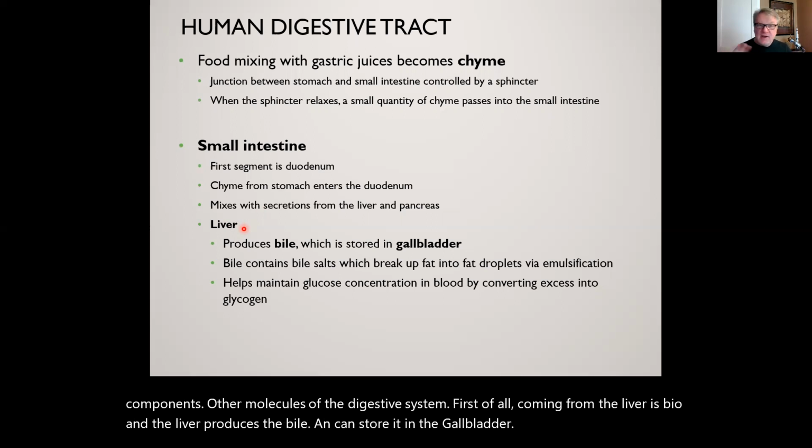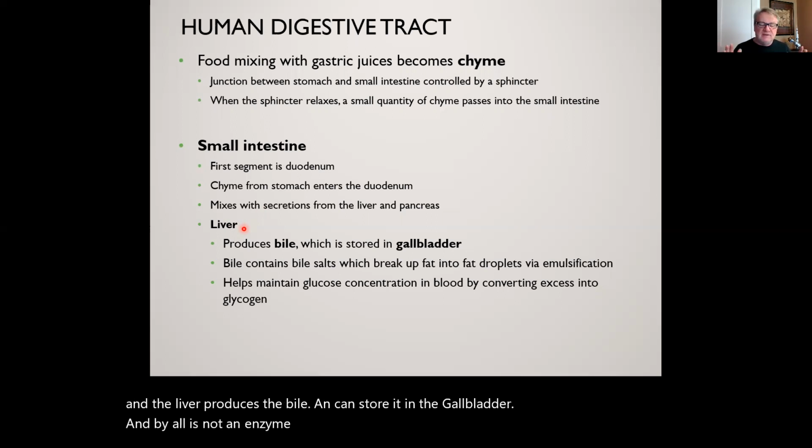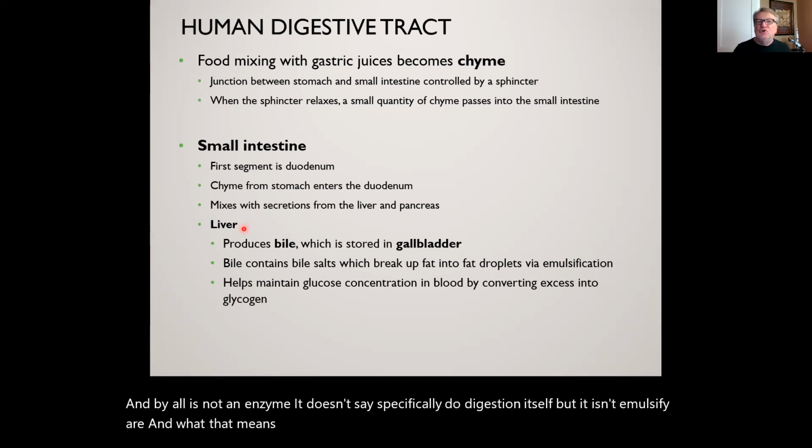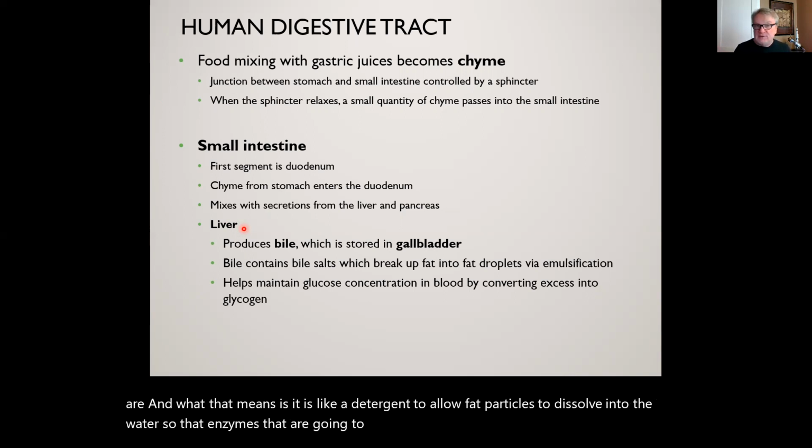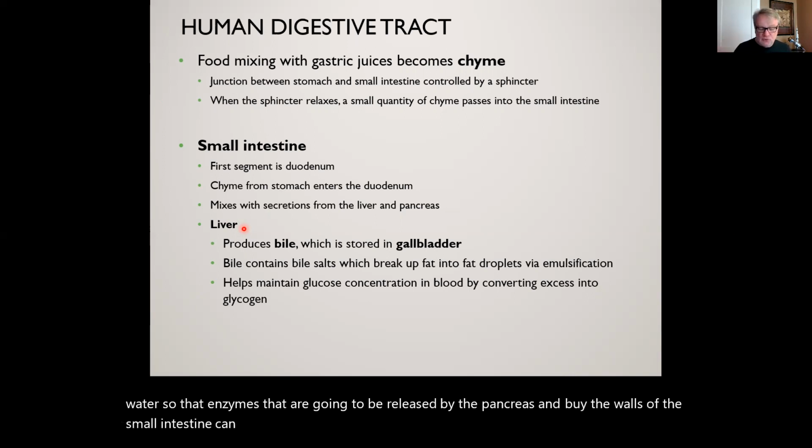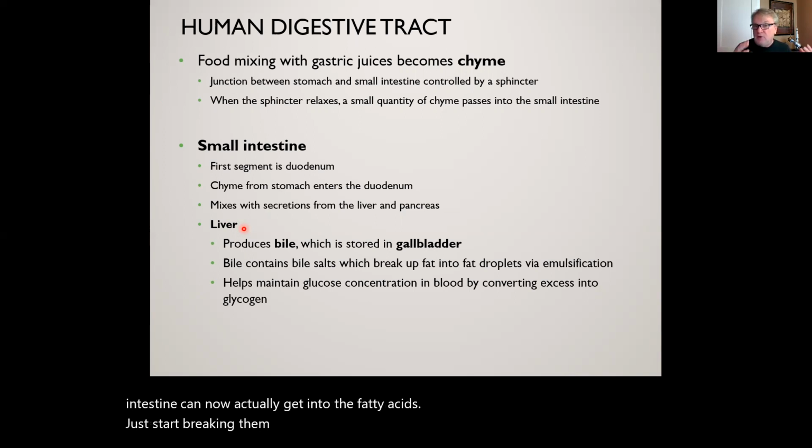And bile is not an enzyme. It doesn't specifically do digestion itself, but it is an emulsifier. And what that means is it is like a detergent to allow fat particles to dissolve into the water so that enzymes that are going to be released by the pancreas and by the walls of the small intestine can now actually get into the fatty acids to start breaking them down. Well, the lipids into smaller fatty acids and glycerol.